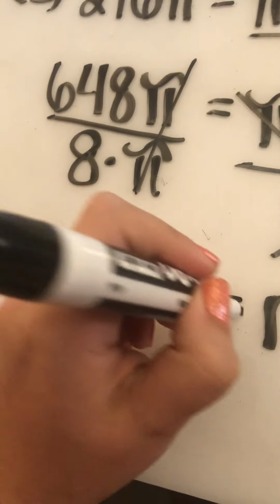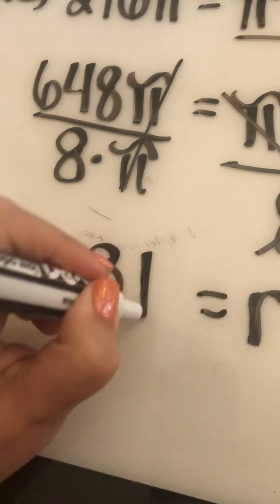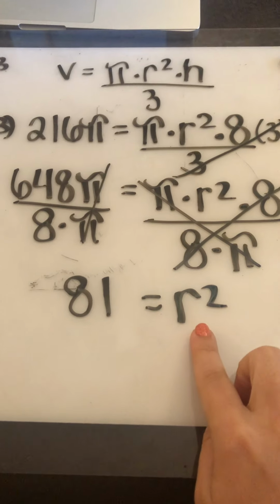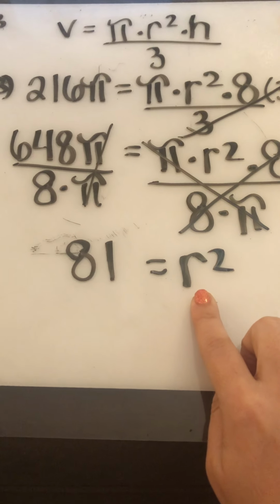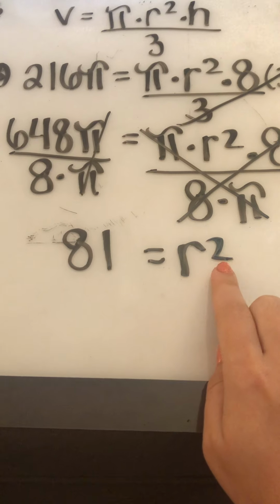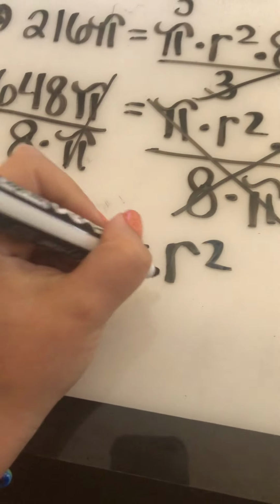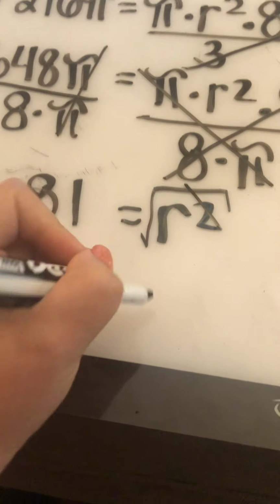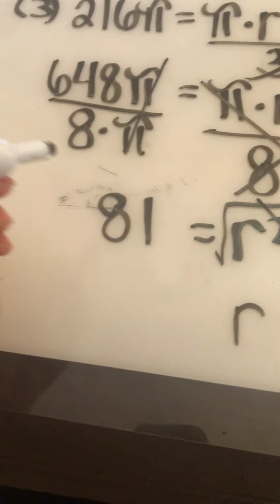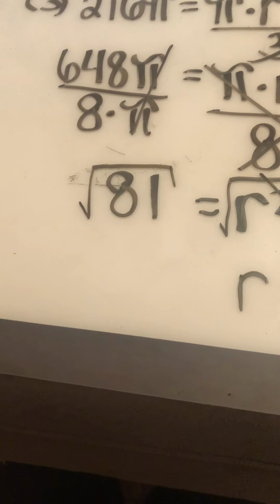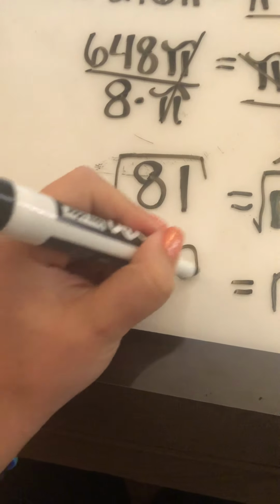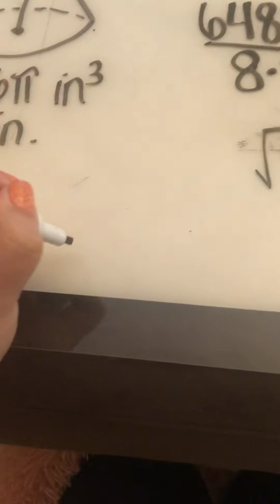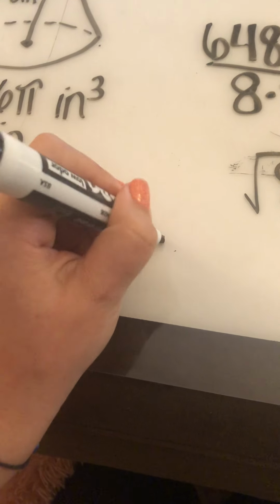So we'd be left with the quotient of 81. Now, this is where I've noticed a few of you stopping. You think you're done, but this r squared is not r isolated yet. The way we inverse a square of a number is by finding the square root. The square root of a square cancels it out, and that gets us our r isolated. Whatever we do to one side, we do to the other. So we find the square root of 81, and that's going to give us 9. Our final answer is r equals 9 inches.